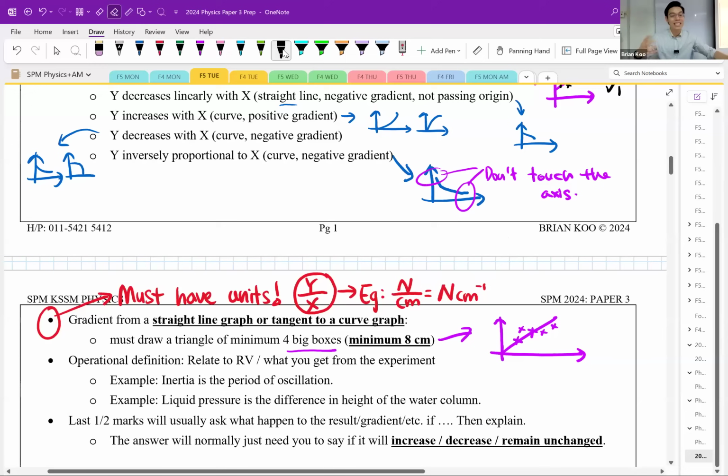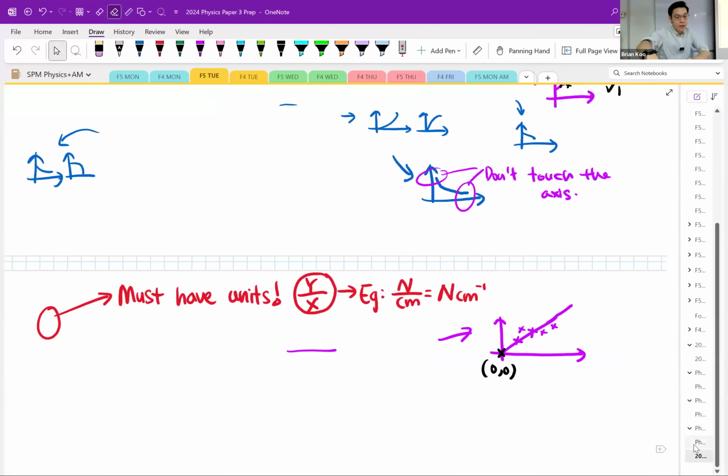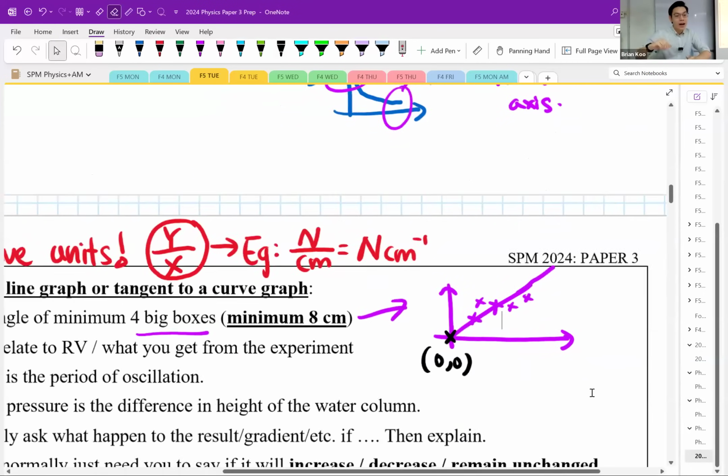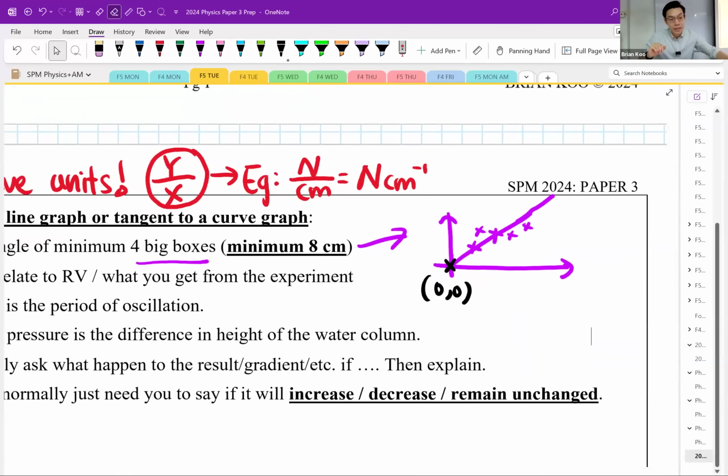Draw a triangle that is as big as possible. Maybe you can use this 0, 0. Some of you will ask, teacher, but I want to do as big as possible, but it looks like my graph only has this point that is quite nice. Then it will make my triangle quite small. Well, then use any other point. It could be here. It could be here. Any point on the line.